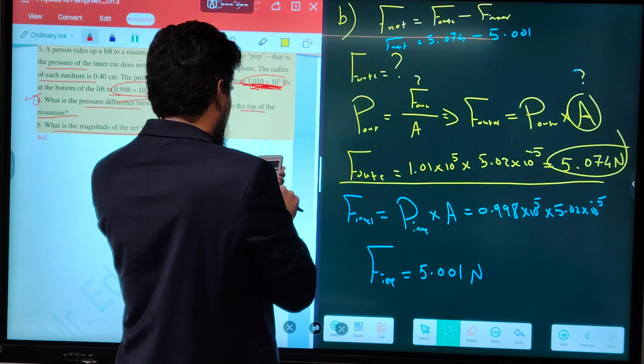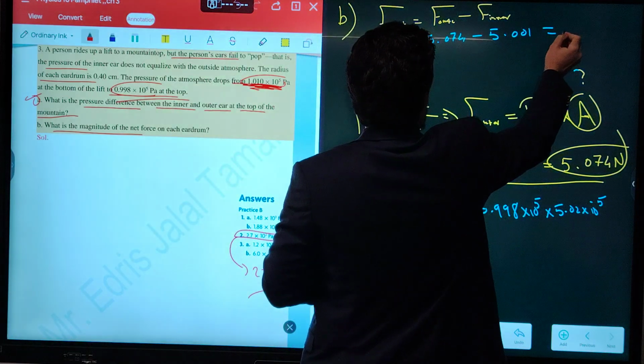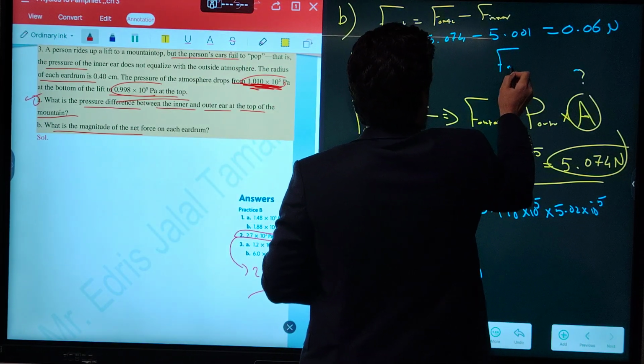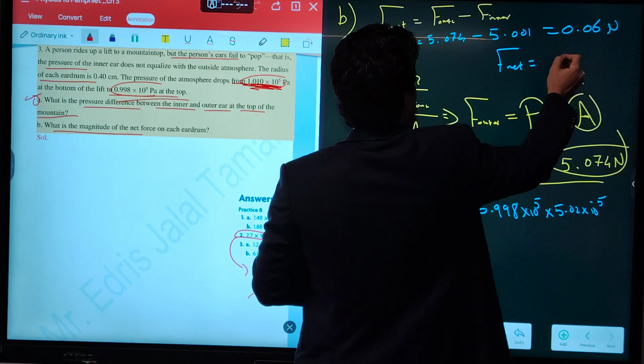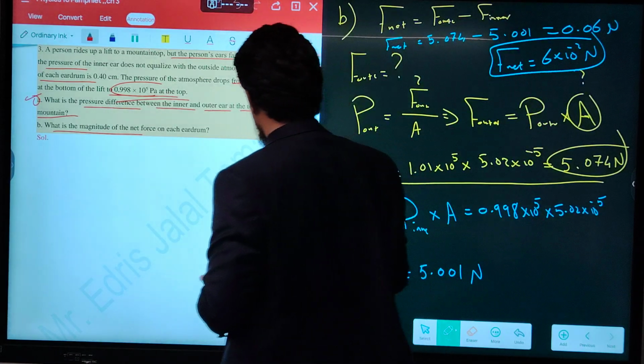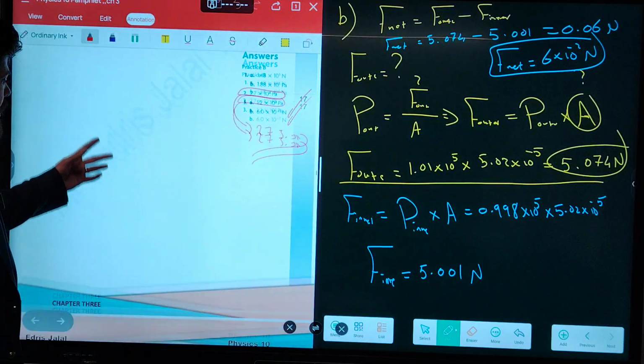5.074 minus answer, I got 0.06 is equal to 0.06 Newton. The net force is equal to 0.06 Newton, or 6 times 10 to the power negative 2 Newton. Both are correct. So in this way, you can determine the net force and the difference in pressure in this question.